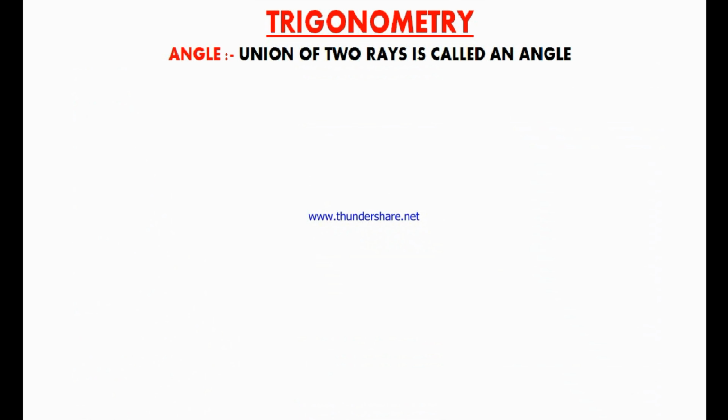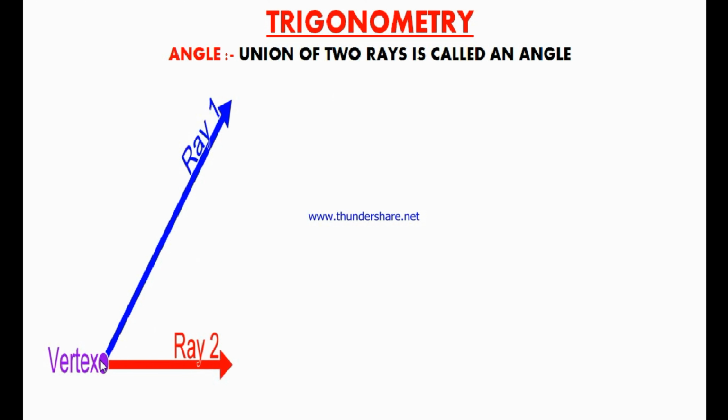An angle is nothing but union of two rays. Union of two rays is called an angle. Now you see this. Here this is the first ray. This first ray has one fixed point and it goes up to infinity on the other side. And this is the second ray. It has one fixed point and there is no fixed point on the other side.